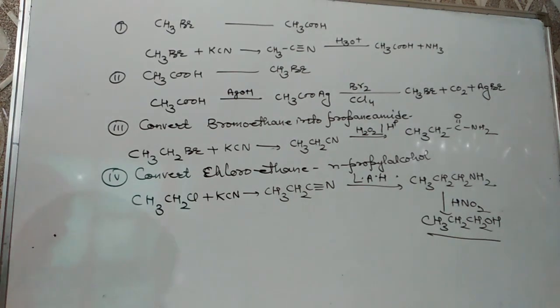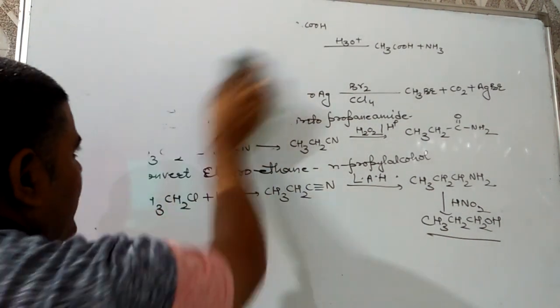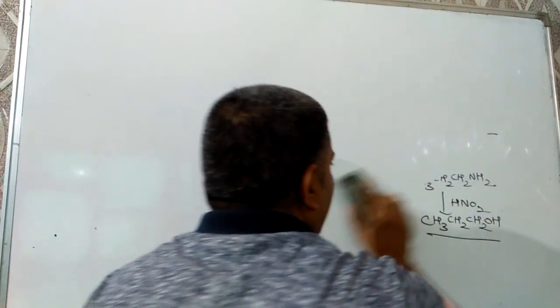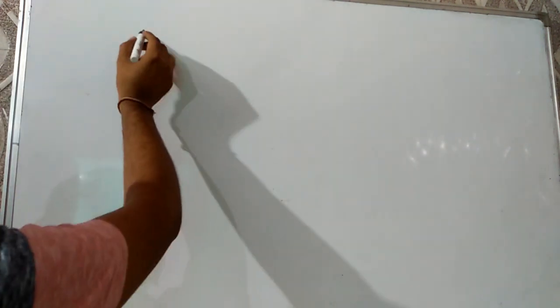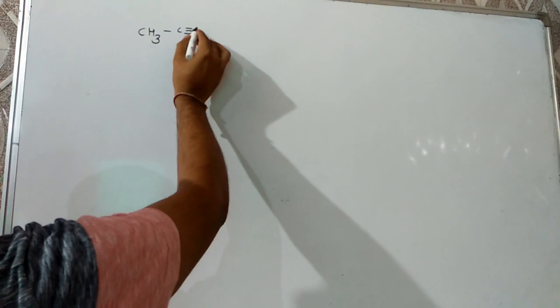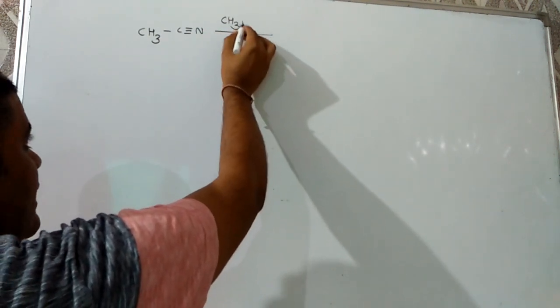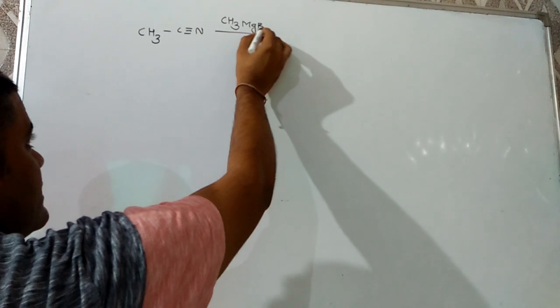Now the next conversion: convert ethane nitrile into acetone. Very important one. The ethane nitrile formula is CH3CN. We have to convert it into acetone. So one carbon we are going to increase, so add CH3MgBr to it.